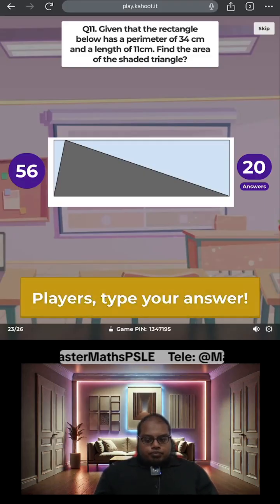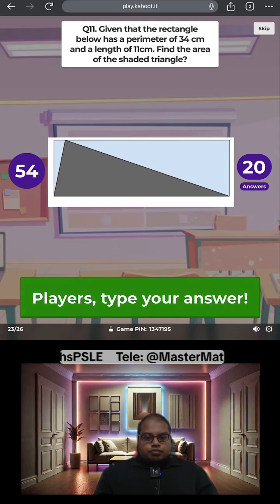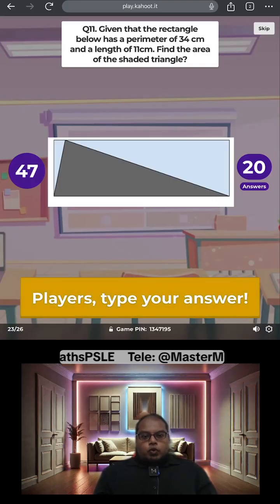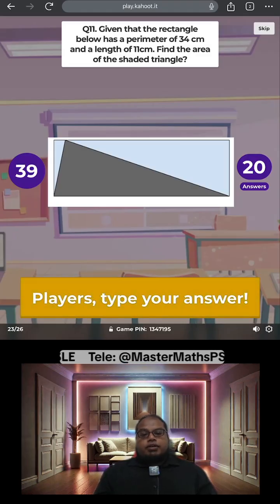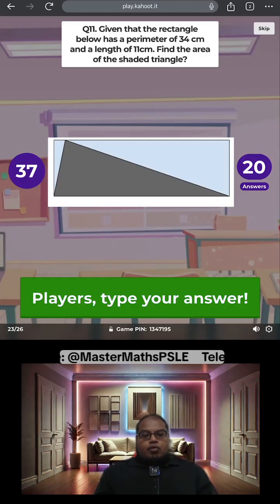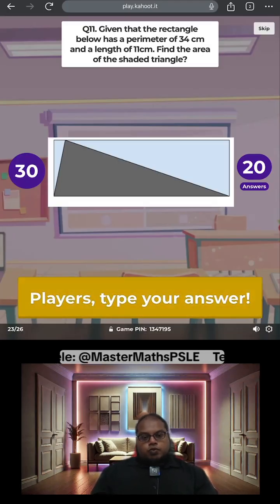1 more minute. So again, the area is supposed to be half times base times height. So you need to find what's the base of the triangle and what's the height of the triangle. And yes, you must put cm².